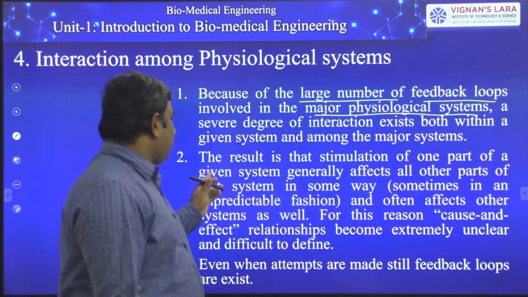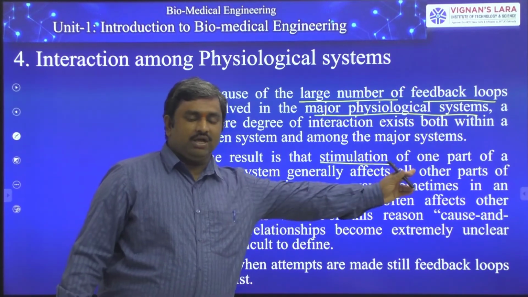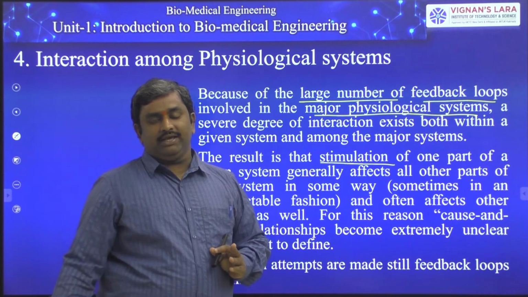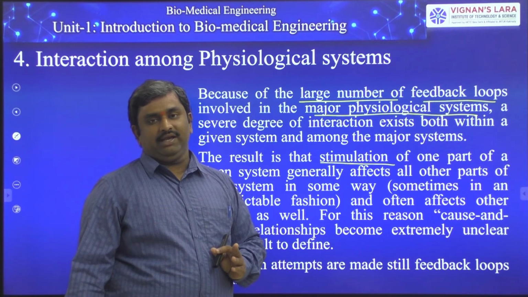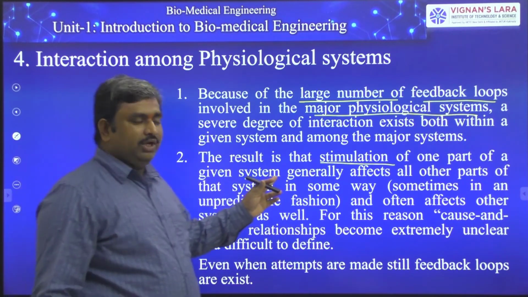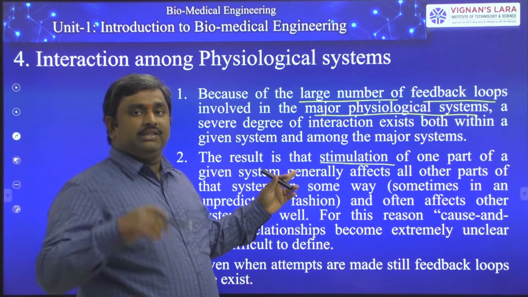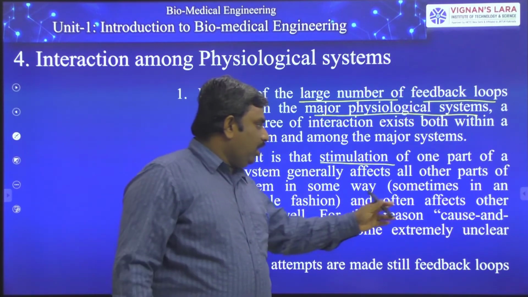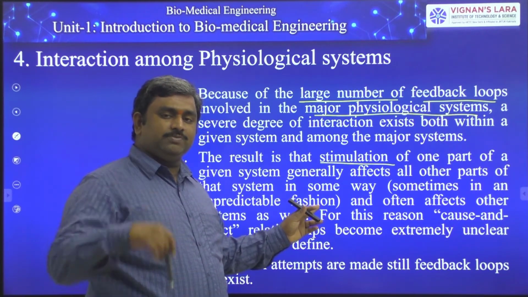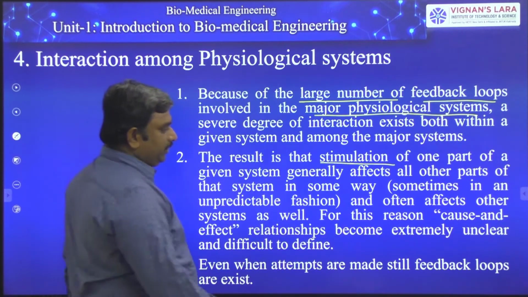The result is that stimulation of one part of a given system generally affects all the other parts of the system. So take running: it is related to the legs. That is the stimulation we have given at the legs, but it is completely related to the other systems. Not only the running activity, the remaining activities are also very important, and they often affect the other systems as well. Other systems will also change their parameters. For this reason, this is a very important concept.